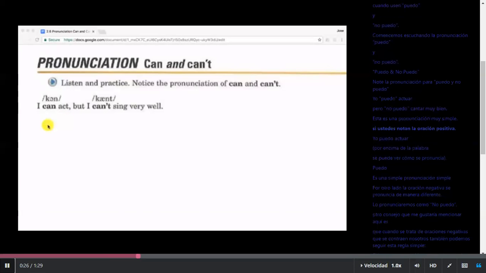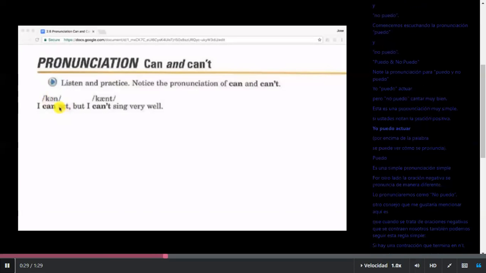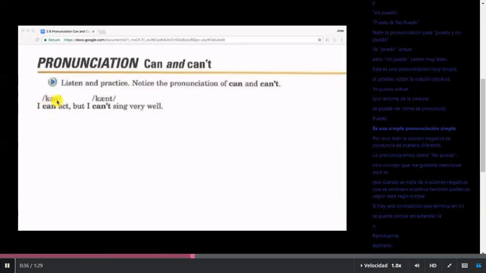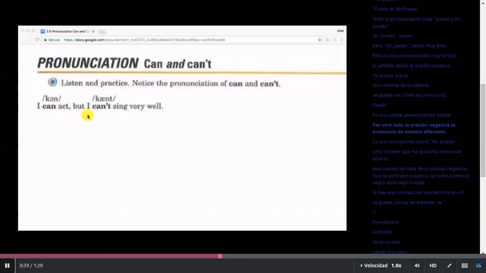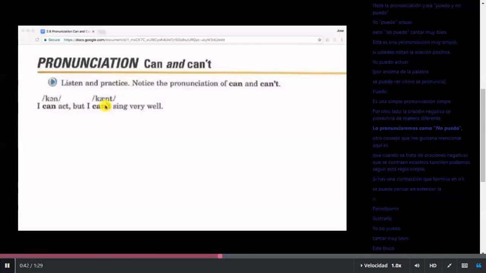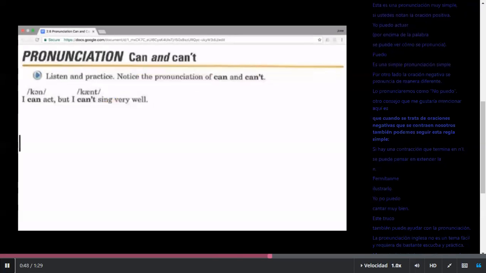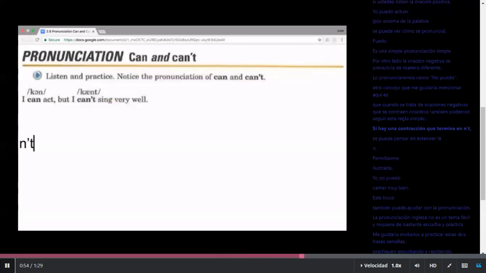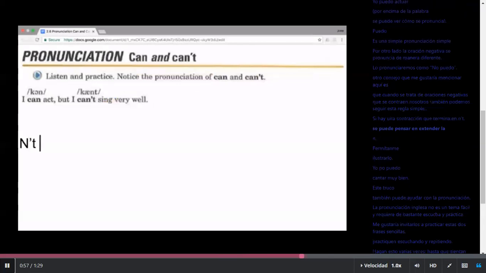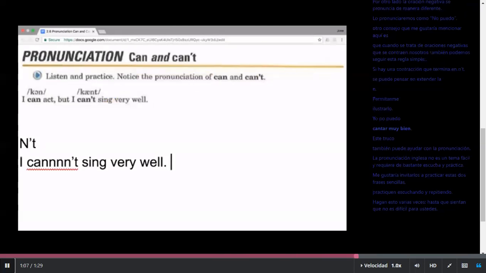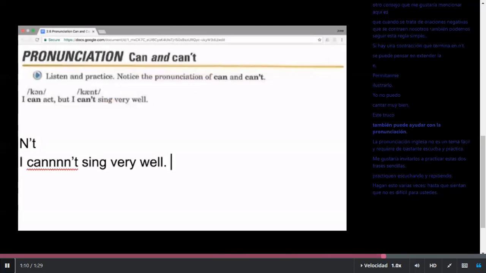If you notice the positive statement, I can act. Above the word, you can see how that is pronounced, can, as the pronunciation symbol. On the other hand, the negative statement is pronounced differently. We will pronounce it as can't. Another tip that I would like to mention here is when it comes to negative statements, which are contracted, we can also follow the simple rule. If there's a contraction which ends in NT, you can think of extending that N. Let me illustrate that. I can't sing very well. This trick can also help with pronunciation.